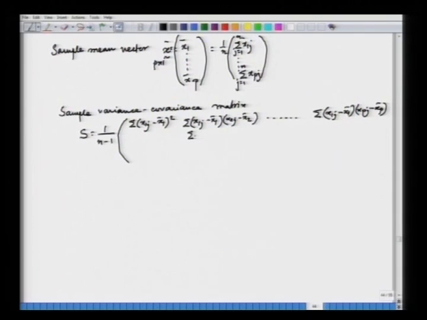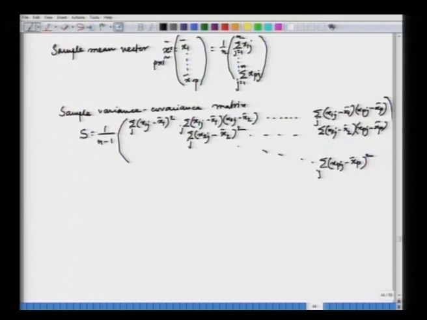The 2 element is talking about the sample variance for the second variable, so that is x2j minus x2 bar square. All these summations are over j from 1 to n, and the last one in this row is x2j minus x2 bar with xpj minus xp bar, and the pth, or the last element down here, is the variance corresponding to the pth variable, that is xpj minus xp bar whole square.